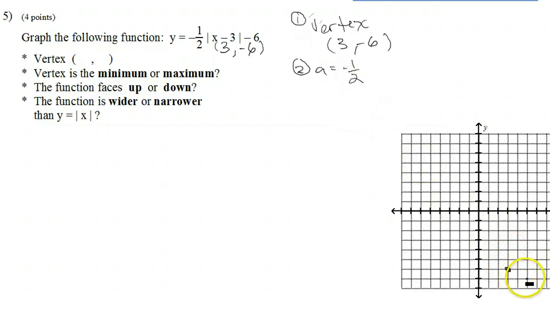And our slope of down 1/2. We're starting at the vertex, go down 1/2. There's one side. Then go back to the vertex, down 1/2 the other way, and we get our V shape.